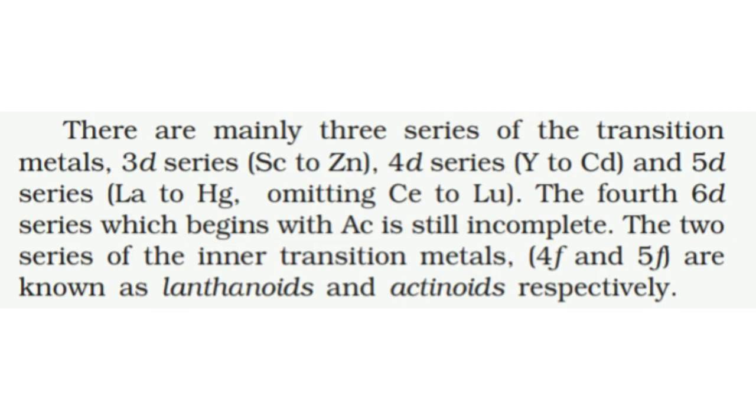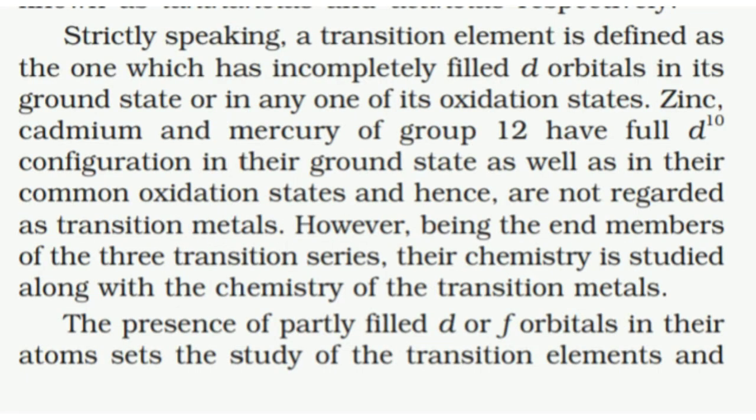The 2 series of the inner transition metals, 4f and 5f, are known as lanthanoids and actinoids respectively. Strictly speaking, a transition element is defined as one which has incompletely filled d orbitals in its ground state or in any one of its oxidation states.